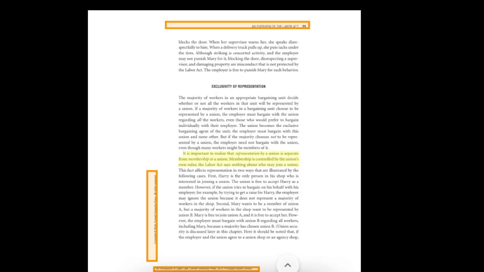It is important to realize that representation by a union is separate from membership in a union. Membership is controlled by the union's own rules. The Labor Act says nothing about who may join a union. This fact affects representation in two ways that are illustrated by the following cases. First, Harry is the only person in his shop who is interested in joining a union. The union is free to accept Harry as a member. However, if the union tries to bargain on his behalf with his employer, for example, by trying to get a raise for Harry, the employer may ignore the union because it does not represent a majority of workers in the shop.